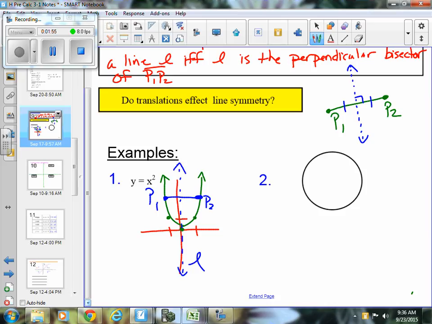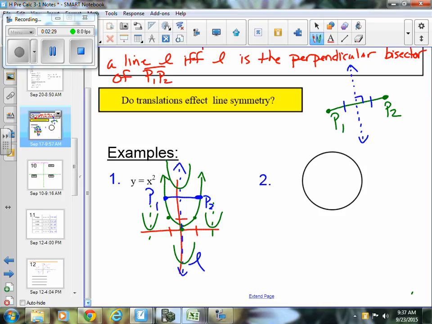Now I want you to think about what happens if you translate this graph up or down. So say I added 3 or subtracted 3. If I move the graph up or I move the graph down, would it still have the same line of symmetry? And the answer is definitely yes. It's still folding on the y-axis. But if you moved it to the right or to the left, then that line of symmetry moves with the graph. It would no longer be symmetric with respect to the y. Still has line symmetry though. So realize translations definitely do affect where those lines of symmetries are.